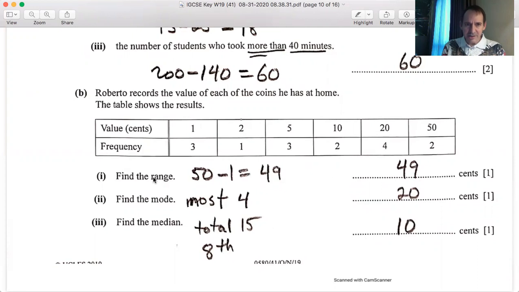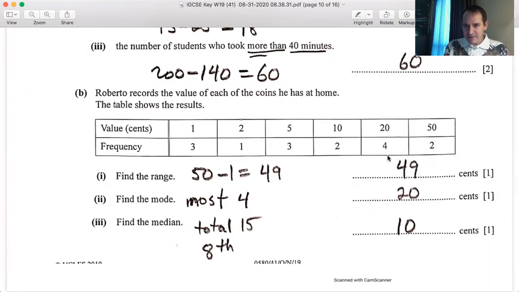Find the range of the values. Okay, so we're talking about the values. Find the range. So the highest coin is 50 cents minus 1 cent is 49 cents. That's the range. The mode is most. Well, the most coins that he has is the 20-cent piece.